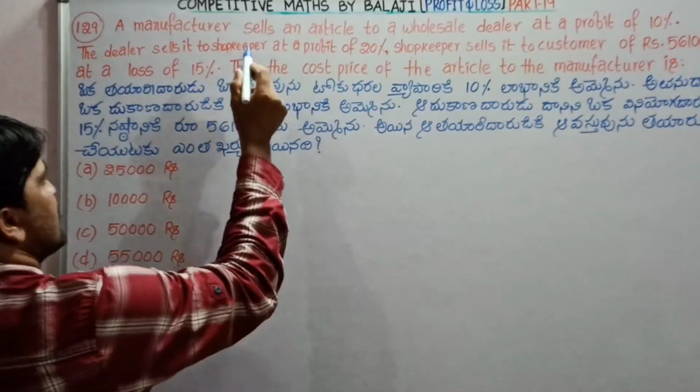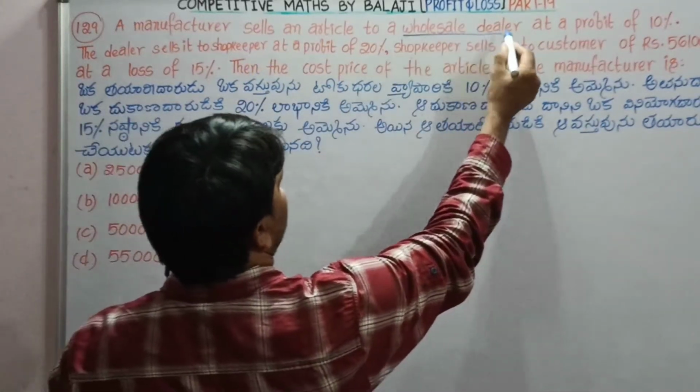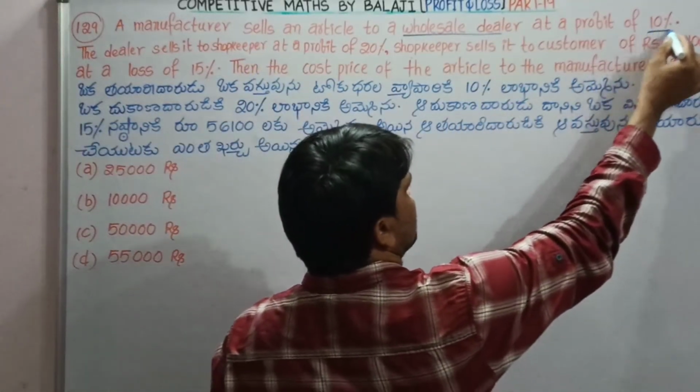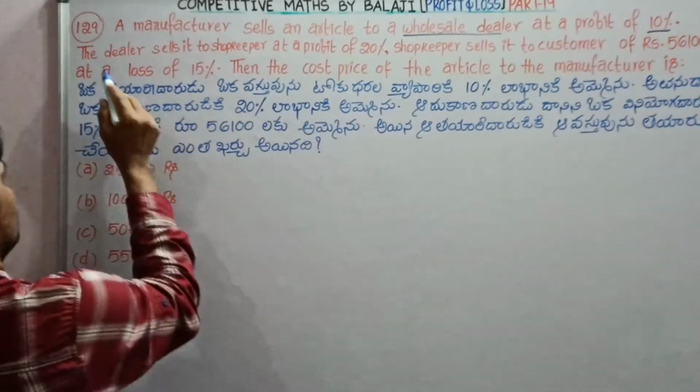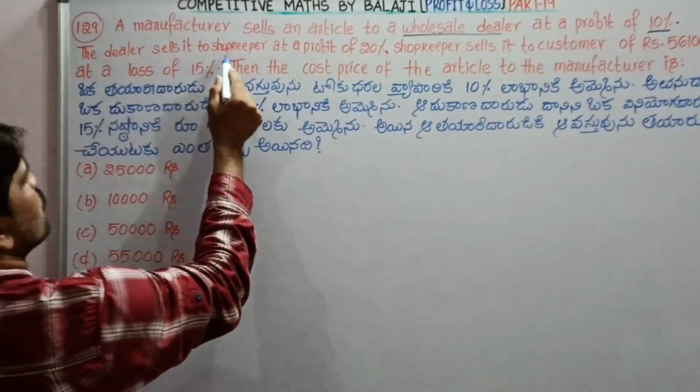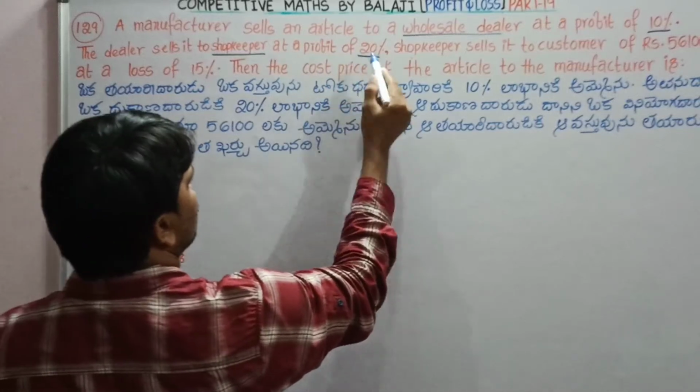Next question 129. A manufacturer sells an article to a wholesale dealer at a profit of 10%. The dealer sells it to a shopkeeper at a profit of 20%.